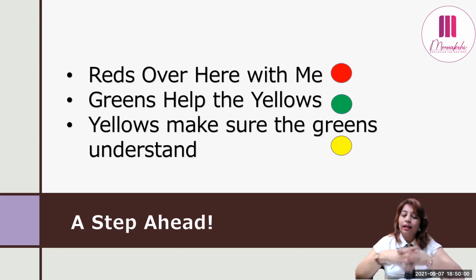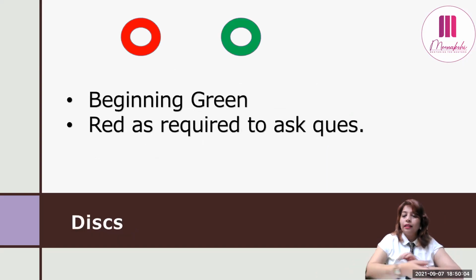This is how this strategy works. Now, another variation is the different colors of discs. You can use maybe CDs or maybe cutouts of paper. In the beginning of the class, the students should be given green discs.